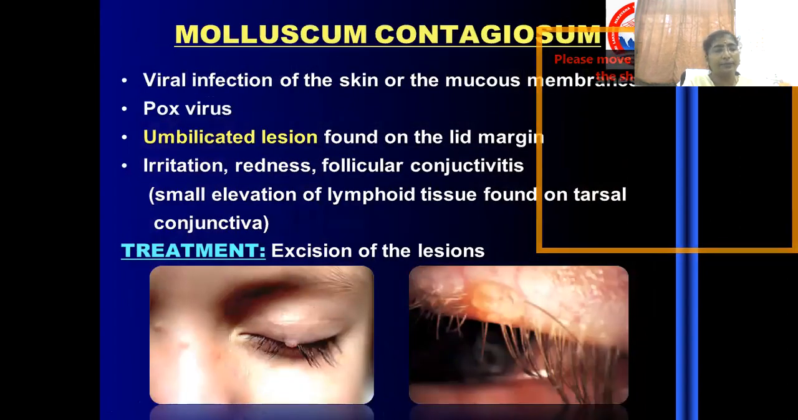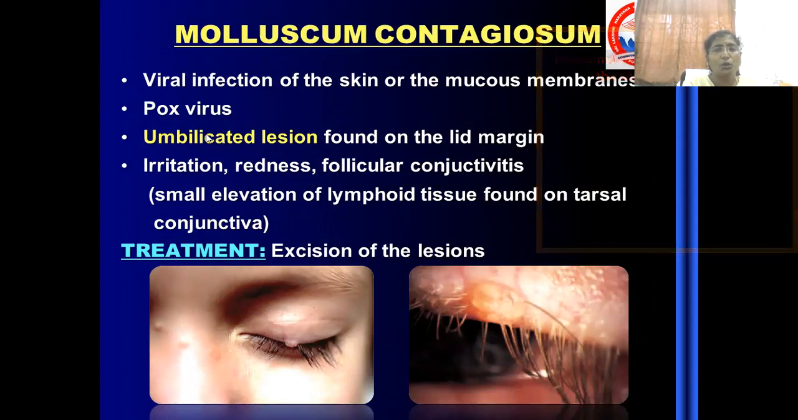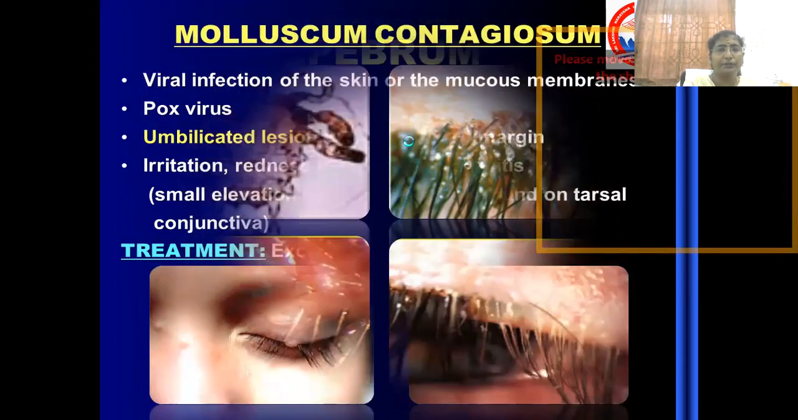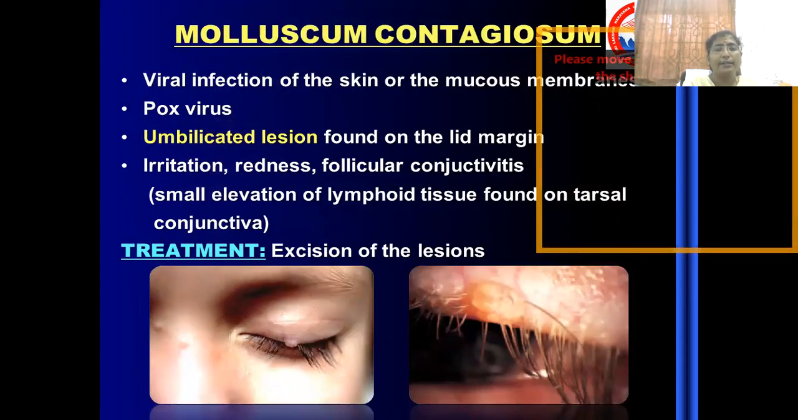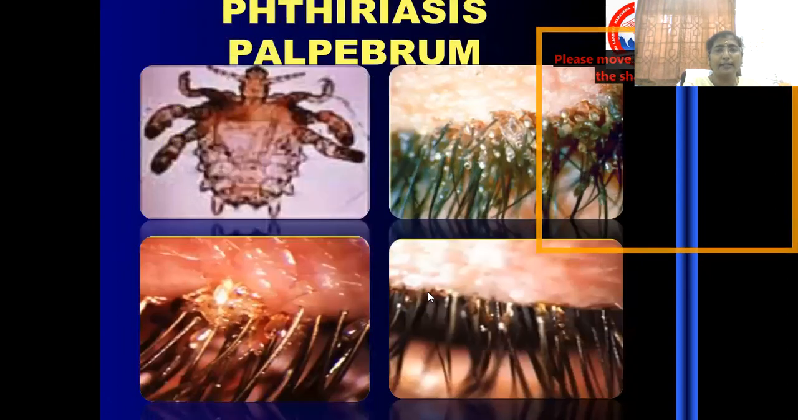Next is molluscum contagiosum. It is a viral infection of the skin or mucous membranes, usually caused by the pox virus. What you see is a typical umbilicated lesion on the lid margin, and it has irritation, redness, and follicular conjunctivitis. You can see small accretions of lymphoid tissue on the conjunctiva. Treatment is by excision of the lesions. So typical is the umbilicated lesion. That is the main thing.